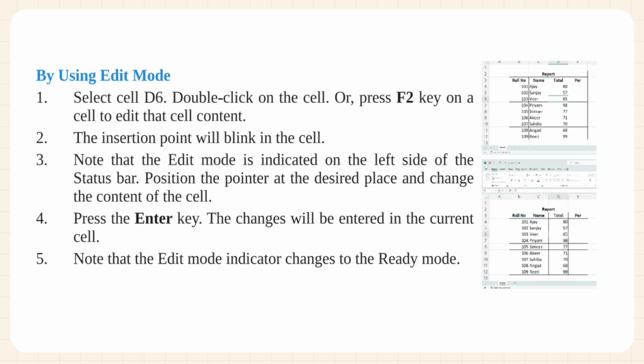By using Edit mode. 1. Select cell D6. Double-click on the cell, or press the F2 key on a cell to edit that cell content. 2. The insertion point will blink in the cell. 3. Note that the edit mode is indicated on the left side of the status bar. Position the pointer at the desired place and change the content of the cell. 4. Press the Enter key. The changes will be entered in the current cell. 5. Note that the Edit Mode indicator changes to the Ready mode.